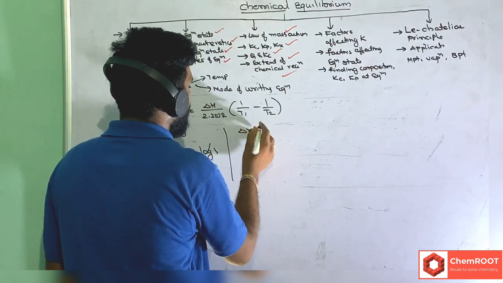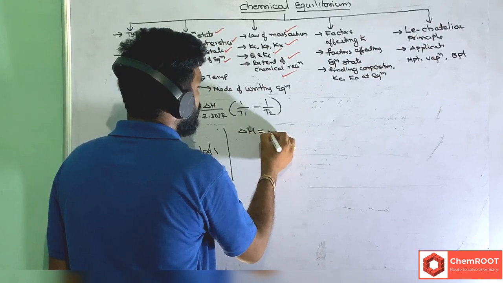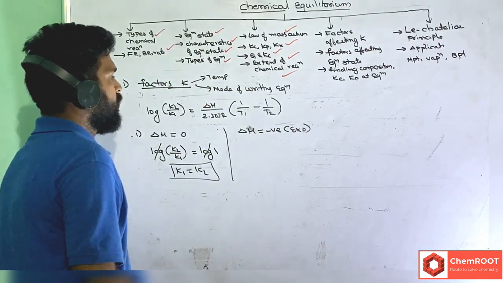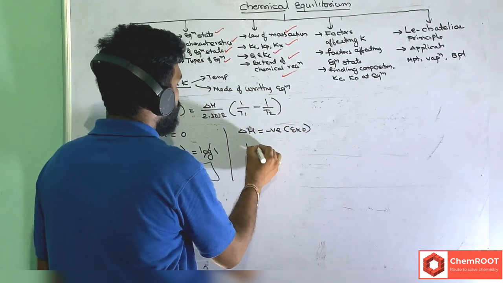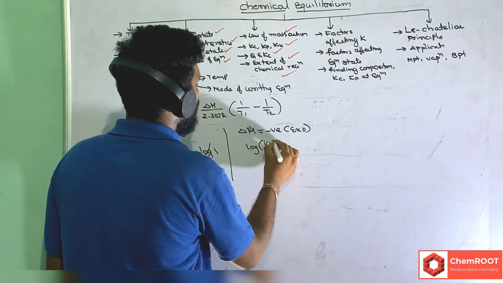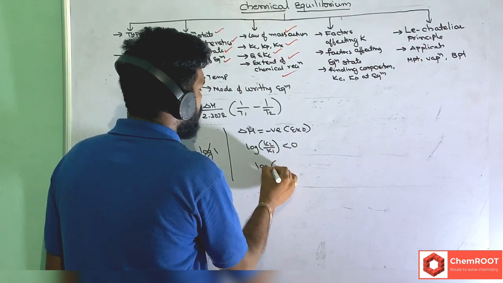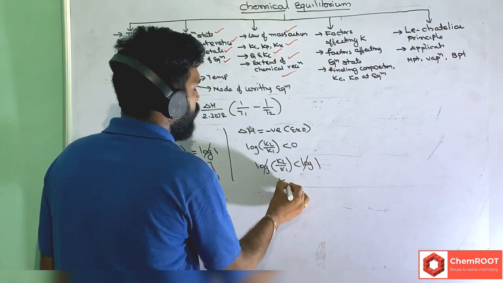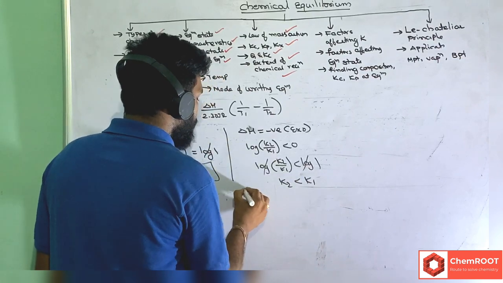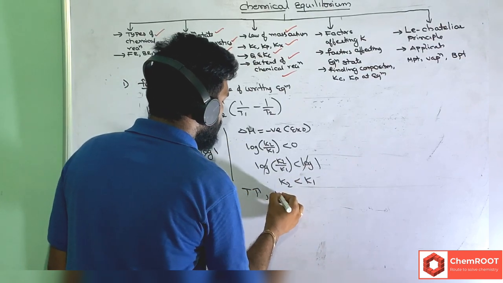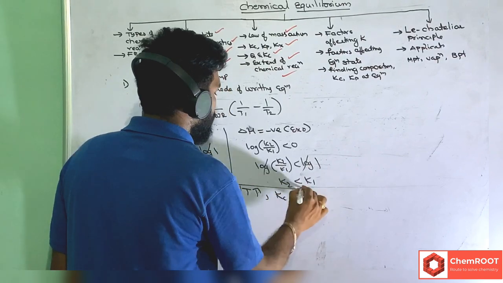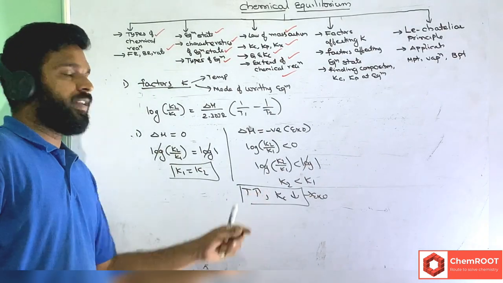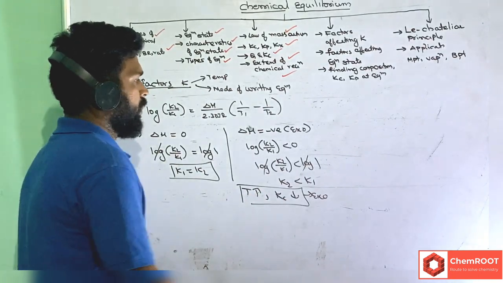And in the second case, delta H is negative, meaning it is an exothermic reaction. Exothermic means this term becomes negative, less than 0, and log K2 by K1 is less than log 1. So K2 is less than K1. In this case, as temperature increases, the equilibrium constant decreases. For which reactions? Exothermic. That is the important one: temperature increases, the Kc value decreases for exothermic reactions.